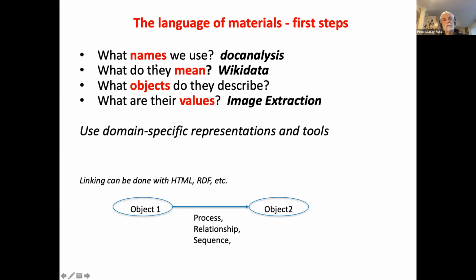What are the names that we use in talking about materials? What do the names mean? What are the objects that they're talking about? And I think very much in terms of objects. And what are the values of those objects? And I'm going to give two or three of our tools here that show how we can do that. We can go beyond that to linked data, but I think linked data is hard. And if we describe our objects well, then we've probably won more than half the battle.